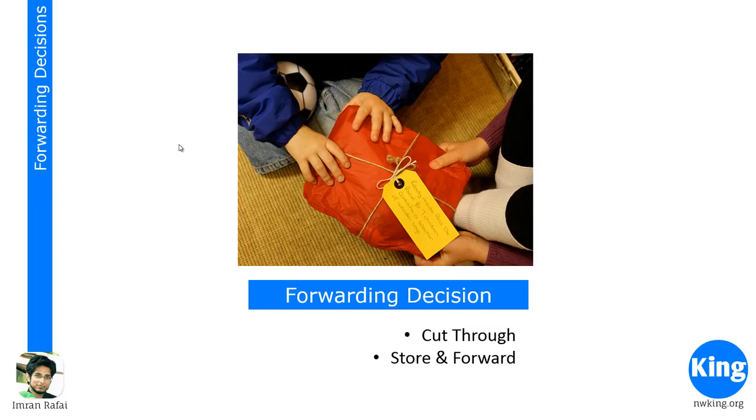Now some people might say, okay, cut through is good. And some might say, no, we need error detection, so store and forward is good. But like I said, there's no right answer. Either of them can be right depending on your situation. Do you want faster services? Do you want the switch to work faster? Then you would go with cut through. Do you want more reliable switching? Then maybe you would go with store and forward, right? But these are the two different switching methods that layer 2 switches implement.